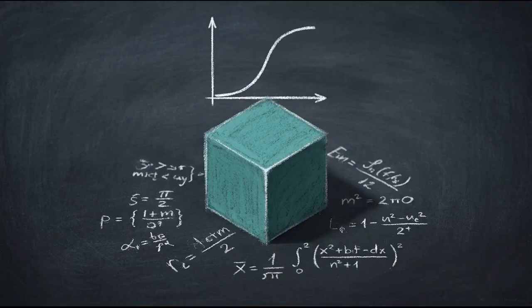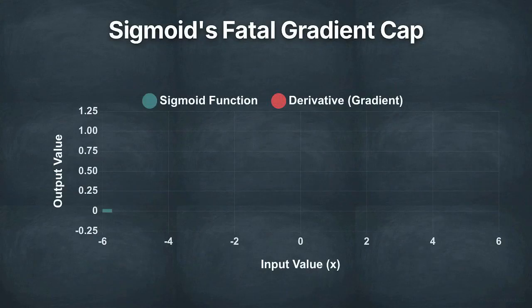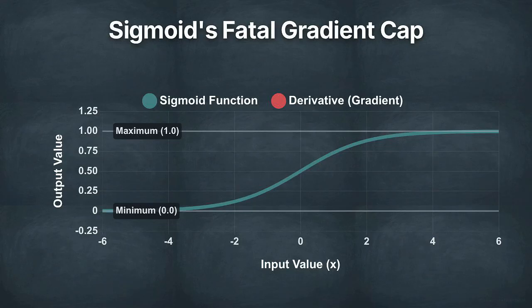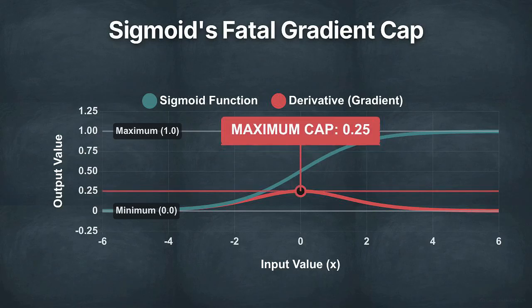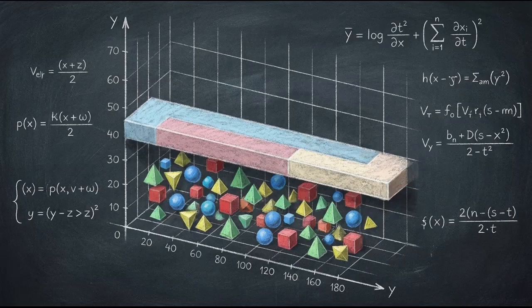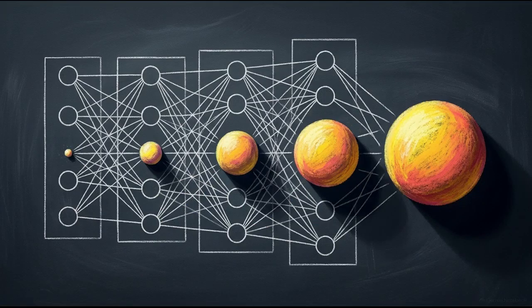To solve the vanishing gradient problem, we have to examine the activation function. The standard choice was the sigmoid function, which squashes any incoming value between 0 and 1. But gradients rely on the function's derivative, and the sigmoid derivative reveals a fatal mathematical flaw. Its absolute peak is exactly 0.25. No matter what input you feed into a sigmoid function, the maximum possible derivative is 1/4. Applying the chain rule to these capped values guarantees immediate exponential decay across multiple layers.